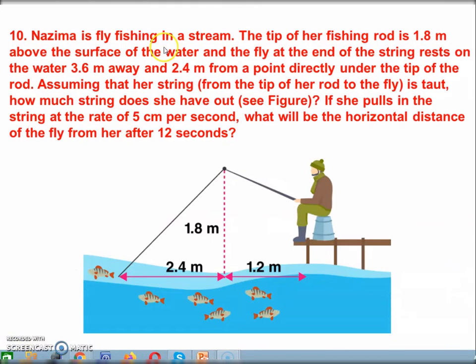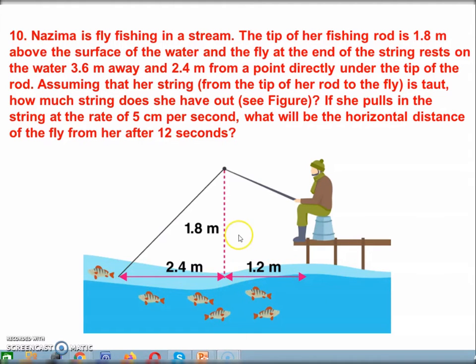So, 10th problem. Nazima is fly fishing in a stream. The tip of a fishing rod is 1.8 meter above the surface of the water. So, this is the tip of the fishing rod and this is 1.8 meter above the surface of the water. So, that means 1.8 is the vertical height. And the fly at the end of the string rests on the water 3.6 meter away and 2.4 meter from the point directly under the tip of the rod. So it is 2.4 meter away from this point, and totally 3.6. So the remaining is 1.2.